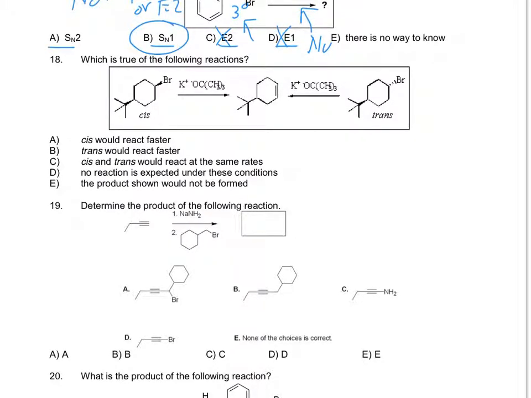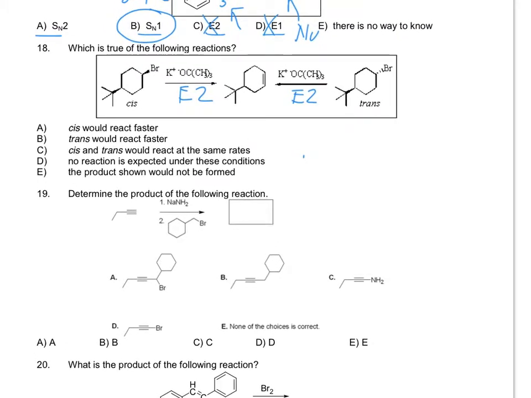All right, which of these choices is true of these reactions? So we have a trans cyclohexane ring with a bromine and a t-butyl, and we have a cis cyclohexane ring with a bromine and a t-butyl, and we're going to do E2 reactions here. In this case, it's important to remember that we need certain stereochemistry to react in this E2.